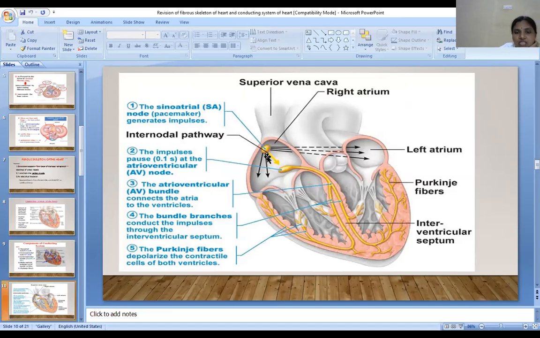which are electrical impulses. From here, the electrical impulses pass through the left atrium by means of interatrial pathways, and from the SA node to the AV node by means of internodal pathways. So these electrical impulses are generated from the SA node and travel through these pathways: the interatrial pathway, and the internodal pathway to the AV node. So the impulses pass to the atrioventricular node, then from the AV node to the AV bundle.